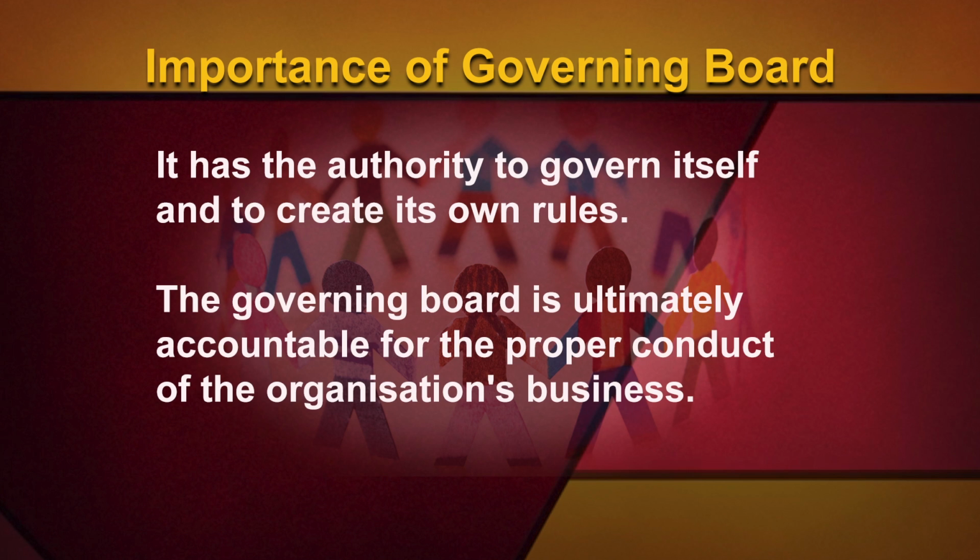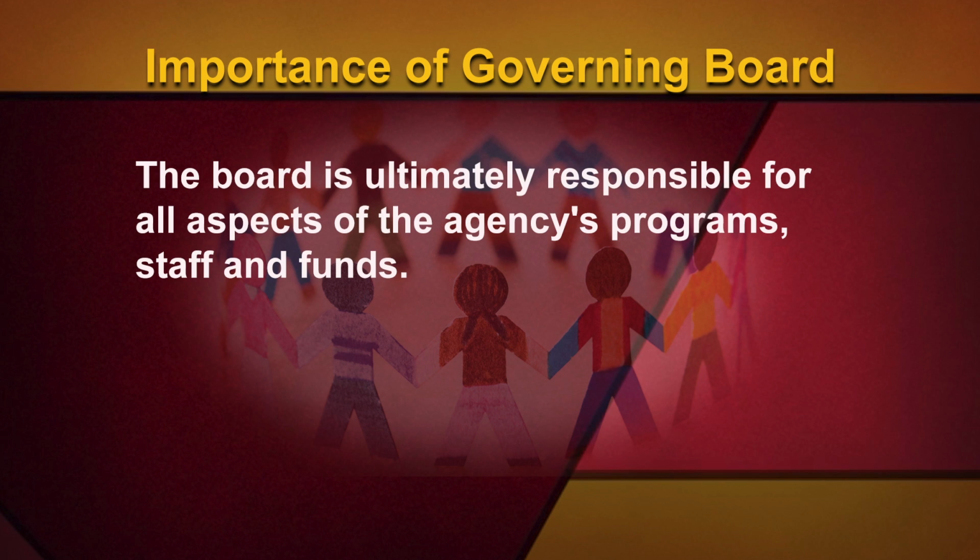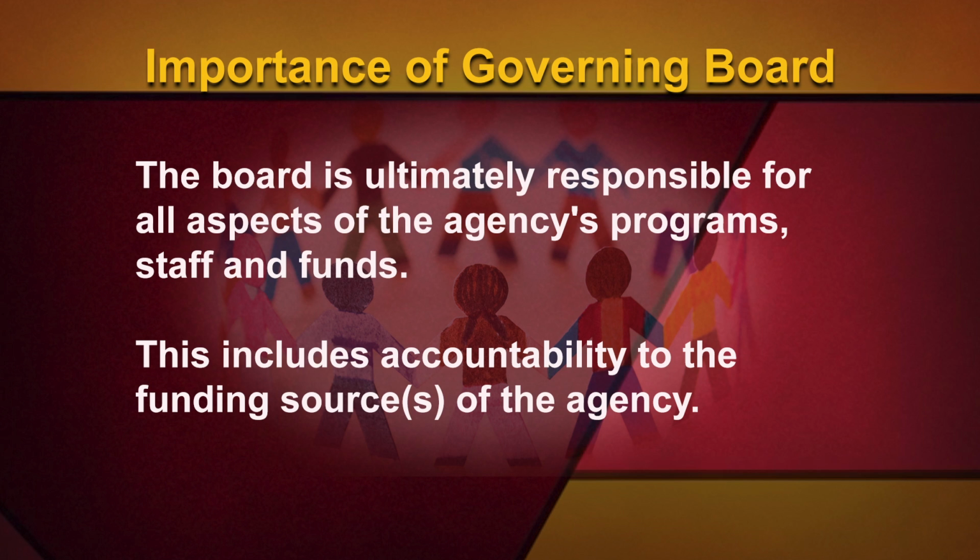The governing board is ultimately accountable for the proper conduct of the organization's business. The Province of Manitoba, Department of Family Services and Housing, funds social service agencies which are incorporated as non-profit organizations and are managed by governing boards. The board is ultimately responsible for all aspects of the agency's programs, staff, and funds. This includes accountability to the funding sources of the agency.